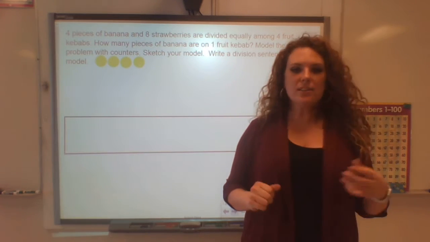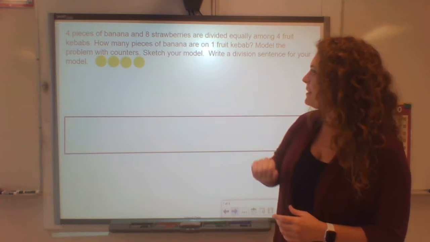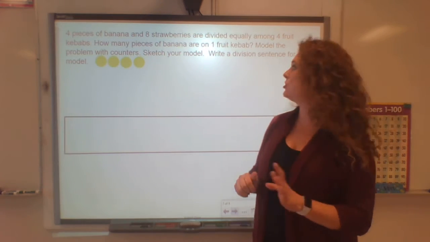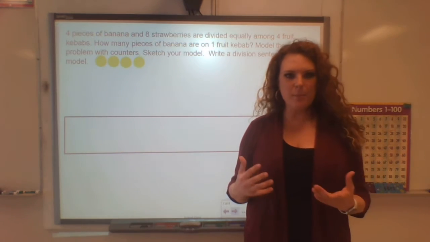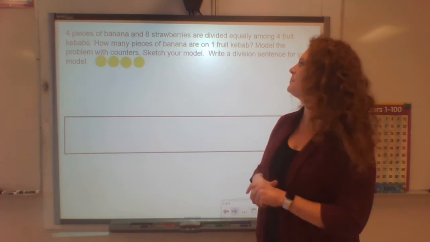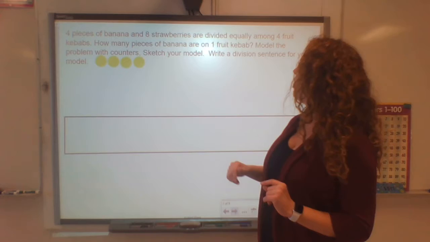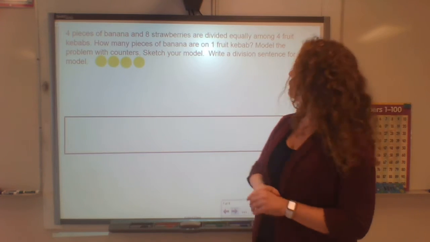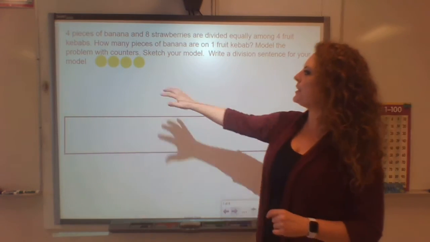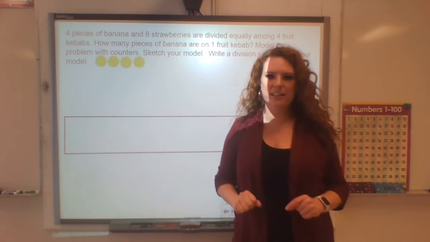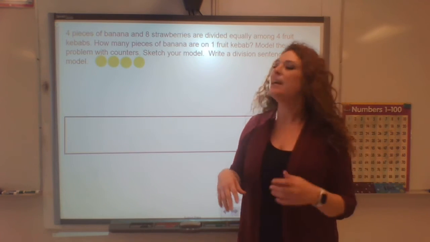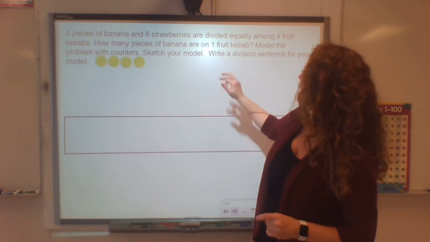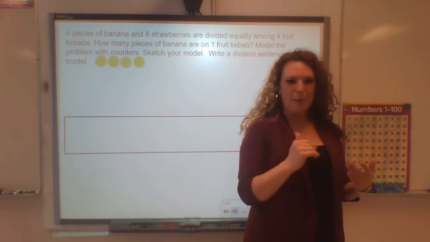So here's my question. I have 4 pieces of bananas and 8 strawberries. They are divided equally among 4 fruit kebabs. Love fruit kebabs. How many pieces of banana are on one fruit kebab? We're going to model the problem with counters. So I have some yellow counters here to model our problem. You could have some counters and you could also do the same. And we're going to sketch it and we're going to write our division sentence for our model.